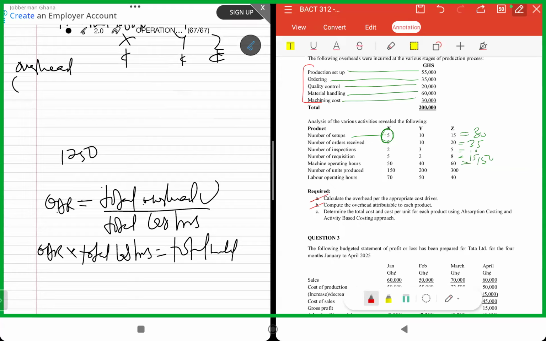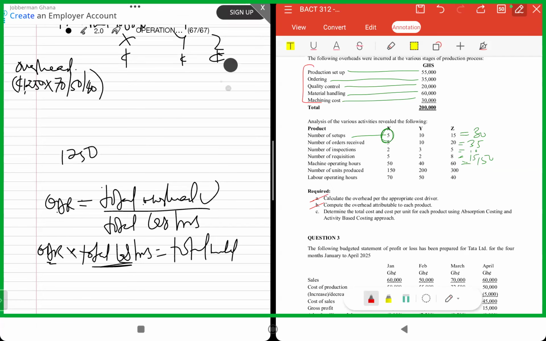So the question says we should find the overhead for each of the products. So what is the OAR? The OAR is 1,250. And now multiply it by the total labor hours. What is the total labor hours for X? 70. For Y, 50. For Z, 40.